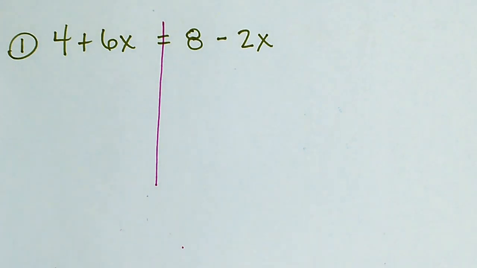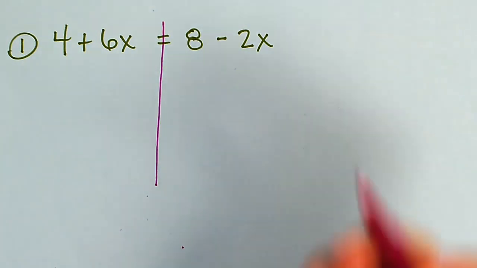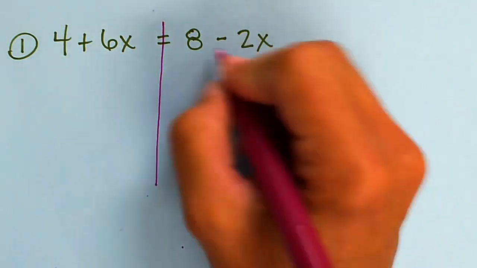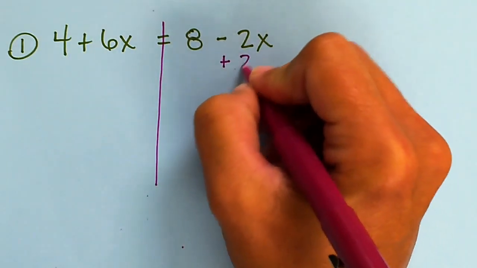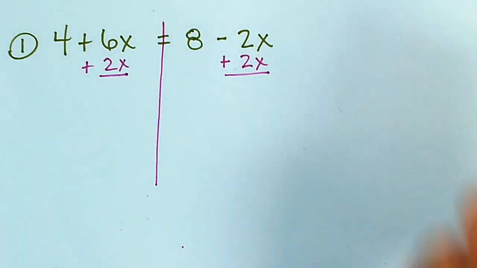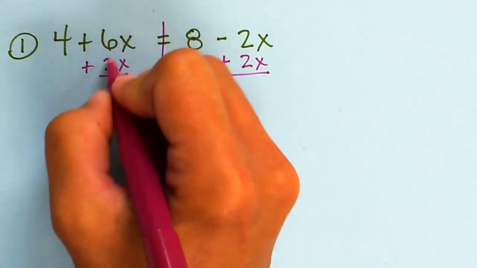Remember that it doesn't matter. You can move them to the left, you can move them to the right. There's not a rule about that. I like to move the smaller one to the side where the bigger one is so that I end up with a positive number the majority of the time. So I'm going to move the negative 2x to the left side. Since it's subtraction, I know that I need to add. So I add 2x to both sides.